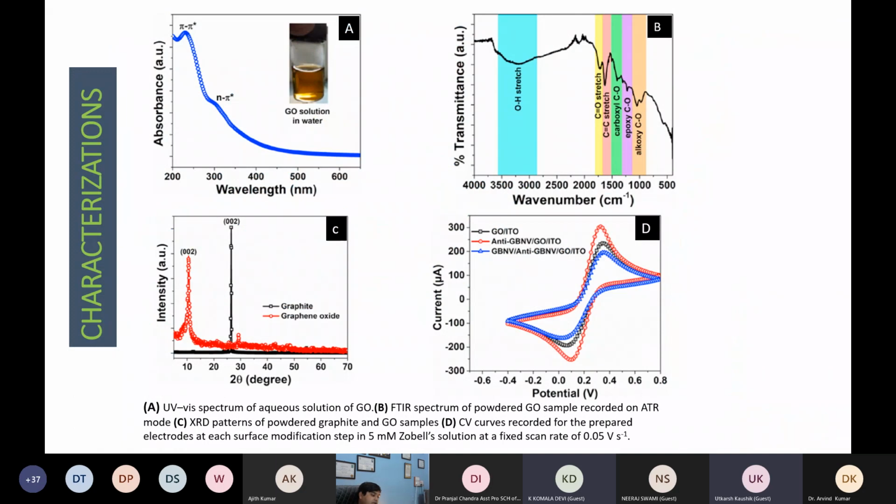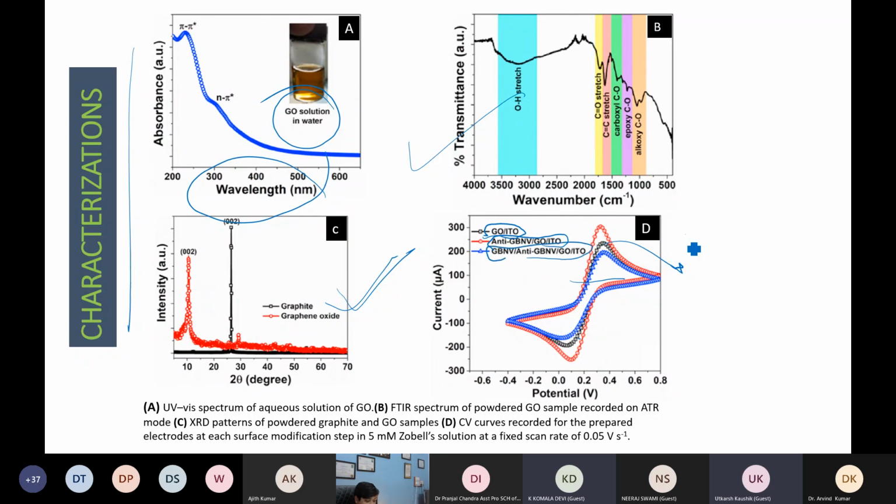So how to characterize? Again, as I said in the previous slide, you made graphene oxide, you have to go with some characterization. That's IR, that's XRD pattern, and here again, just check it. This is the graphene oxide and ITO, that's the black line. When you have added something onto the surface, this is changing, and the blue is after adding the virus. So this reflects that something is happening on the surface.